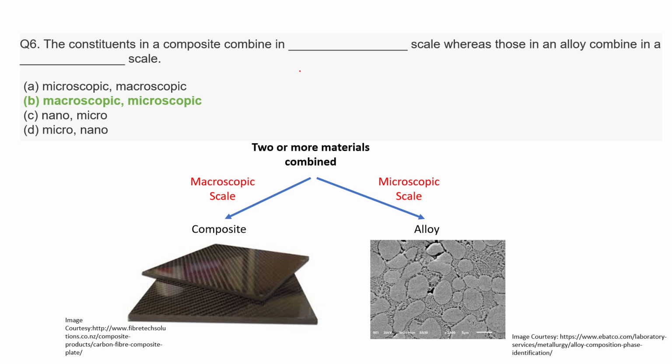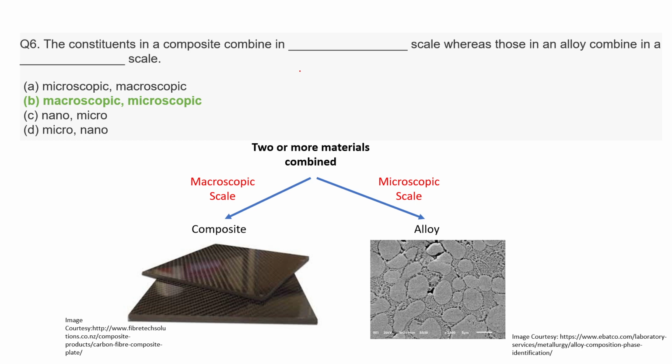Question number 6. The constituents in a composite combine in dash scale, whereas those in alloy combine in dash scale. Options are A, microscopic, macroscopic. Option B, macroscopic, microscopic. Option C, nano, micro. Option D, micro, nano. So as I already discussed before, the difference in composite and alloy.